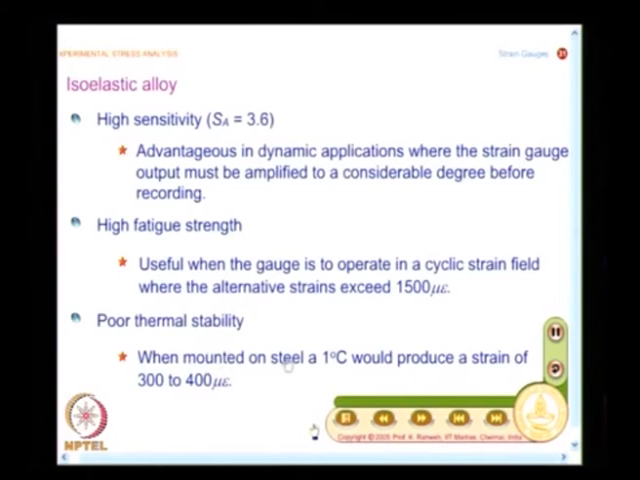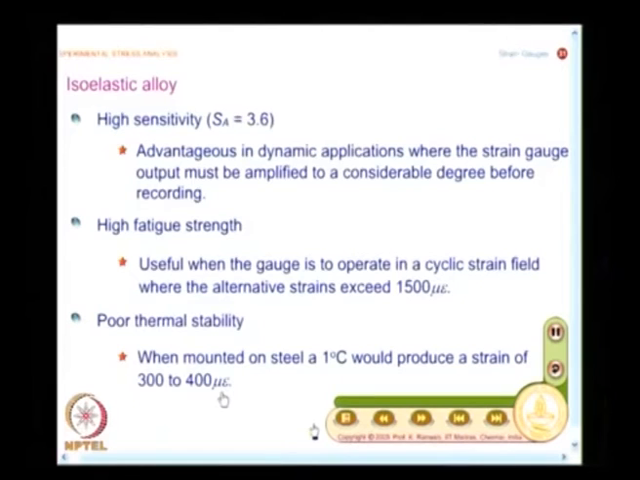If you mount it on steel, you would find a 1 degree centigrade change would produce a strain of 300 to 400 microstrain. It is very high. Just now we saw in Advance, if I do self temperature compensation, per degree centigrade you will have a change of 1 microstrain. Where is 1 microstrain and where is 300 to 400 microstrain? The curve is almost asymptotic, we will have a look at it.